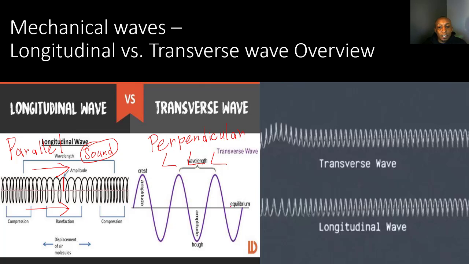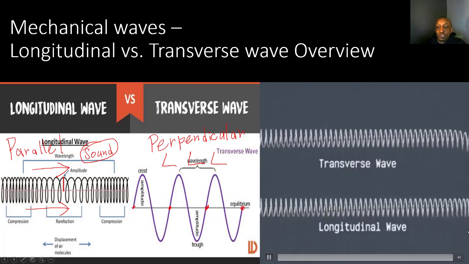Our equilibrium is also known as our rest point, and that's the middle part of this wave. And then our wavelength can be from crest to crest or from trough to trough. And then in order to determine the number of waves we can go from our compression to compression on a longitudinal wave, but on a transverse wave, we will actually look at up, down, up. That'll be one wave, up, down, up, two waves, up, down, up, three waves for a transverse wave. So now let's go ahead and take a look at how each one travels.